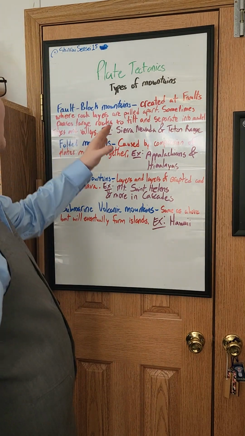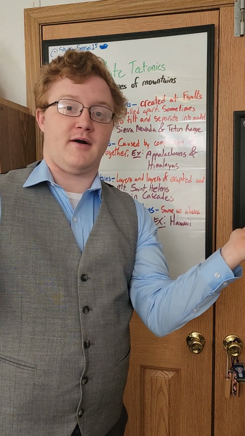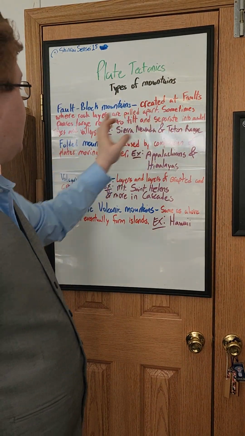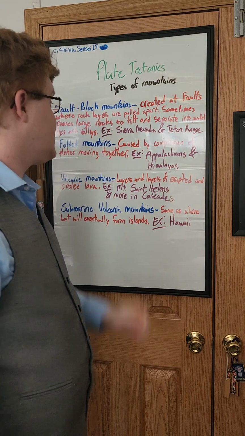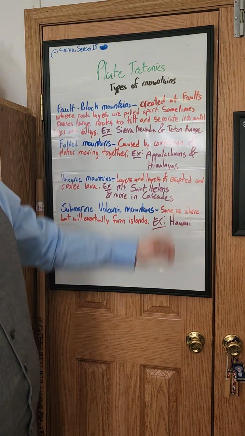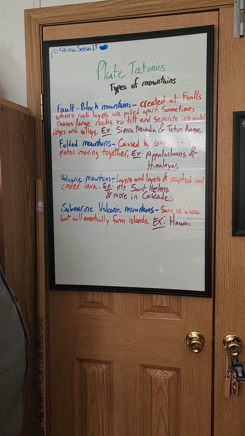So you have fault block mountains, which are created at faults where the crust is split apart, right? And these rock layers are pulled apart, sometimes causing large rocks to tilt and separate into ridges and valleys. Good examples of this would be the Sierra Nevada and the Teton Range, right? Two good examples of that.